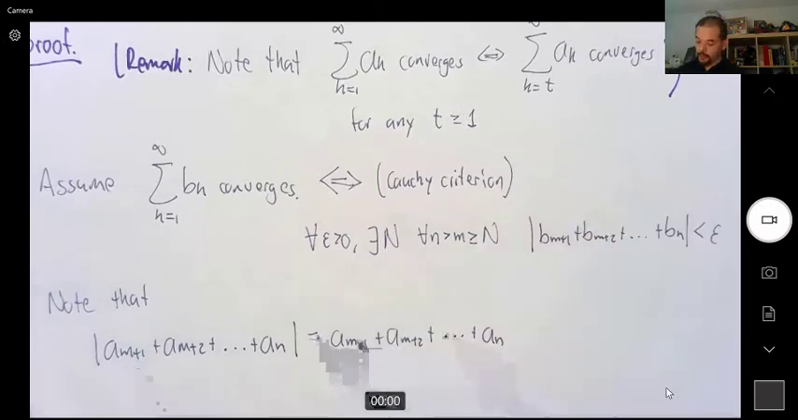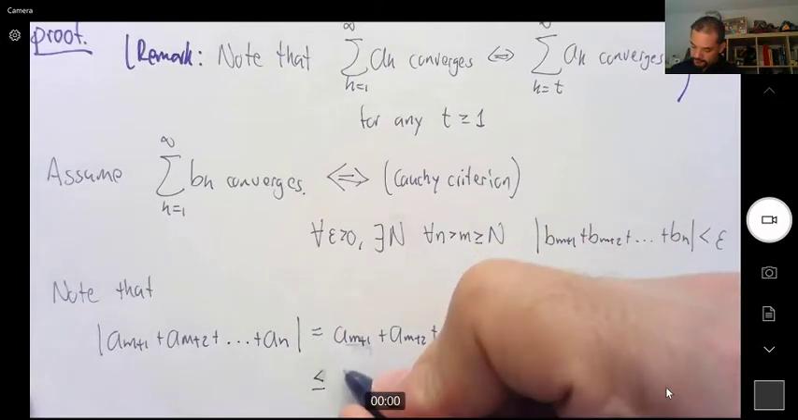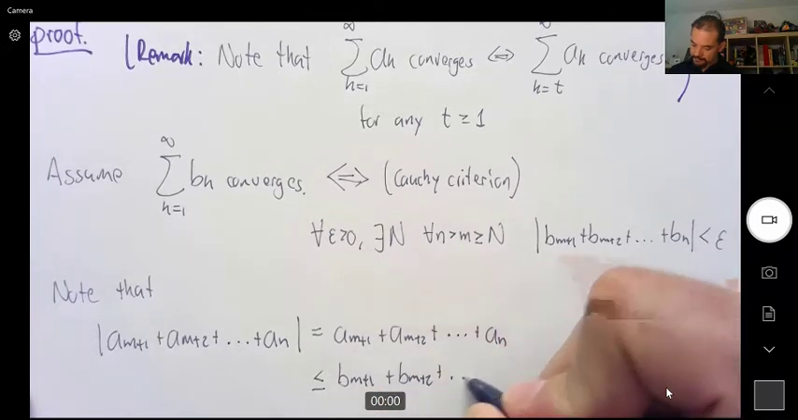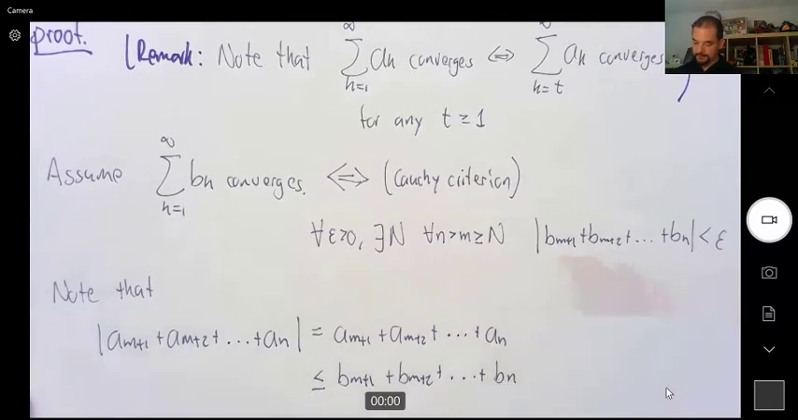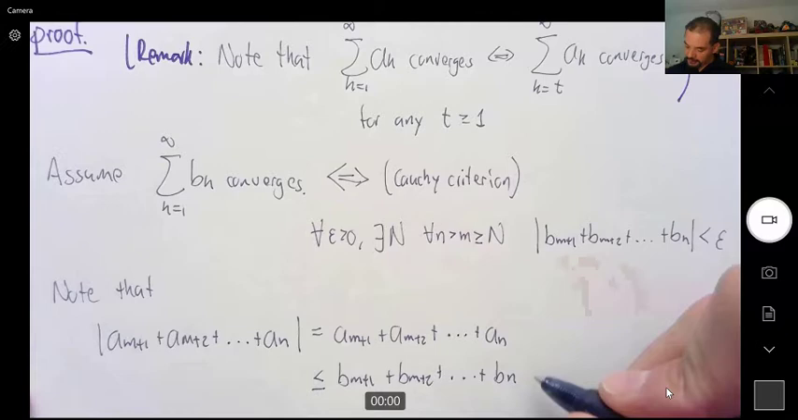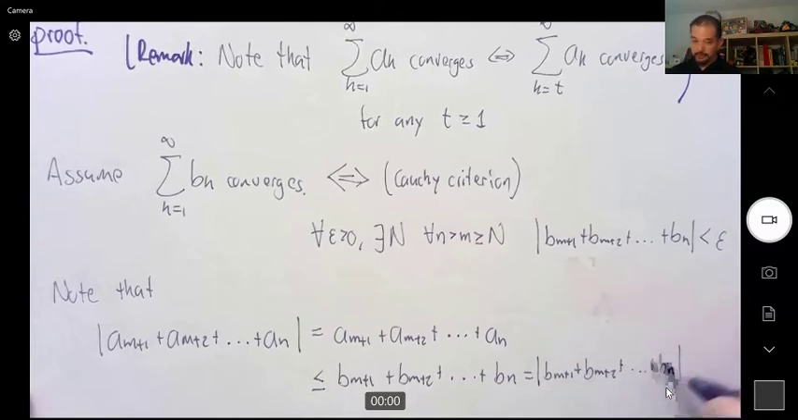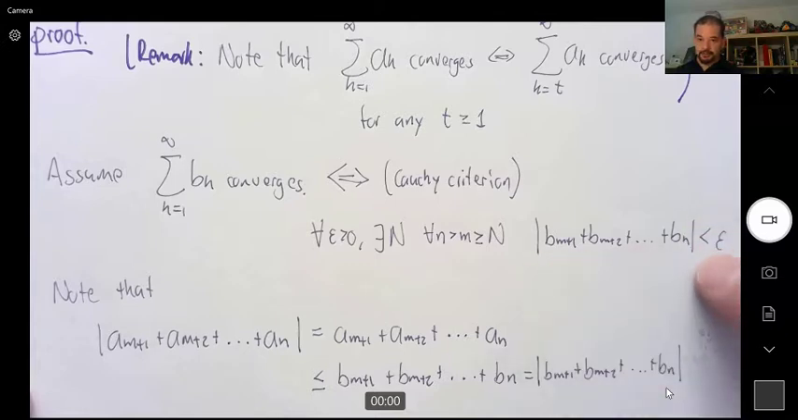Now I can use my inequality. So this one is less than or equal to the corresponding B's, because every A is smaller than the corresponding B. Okay. Now we also said that this is because they're all positive. You can go back and put the absolute value bars if you want. That's okay. But then look at what we know. We know that this is less than epsilon. We have it right here. So this is less than epsilon.